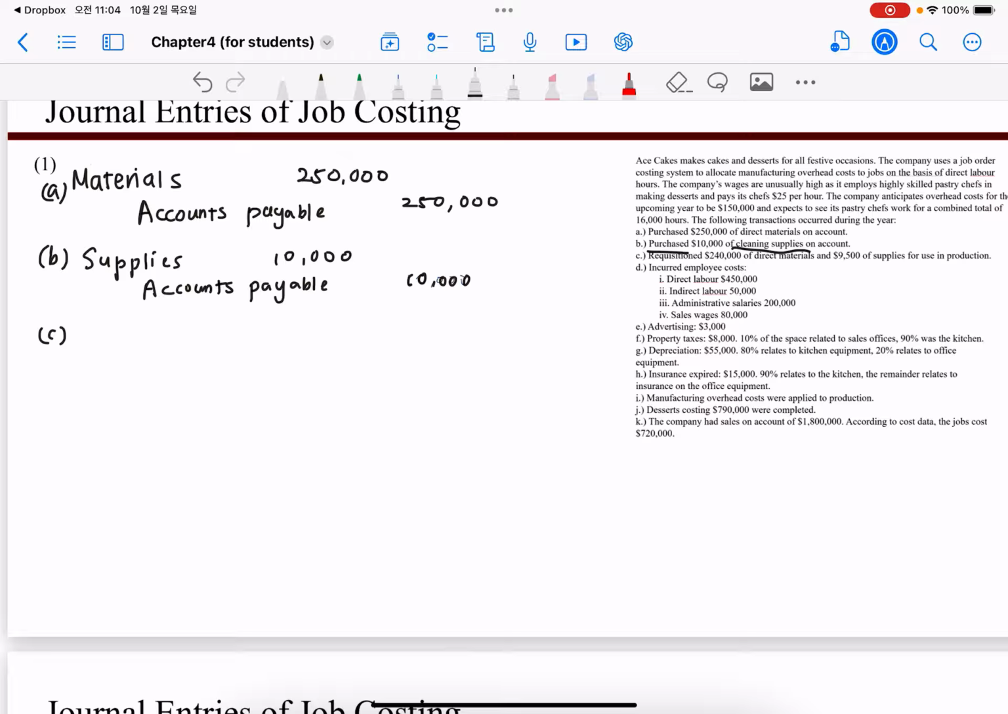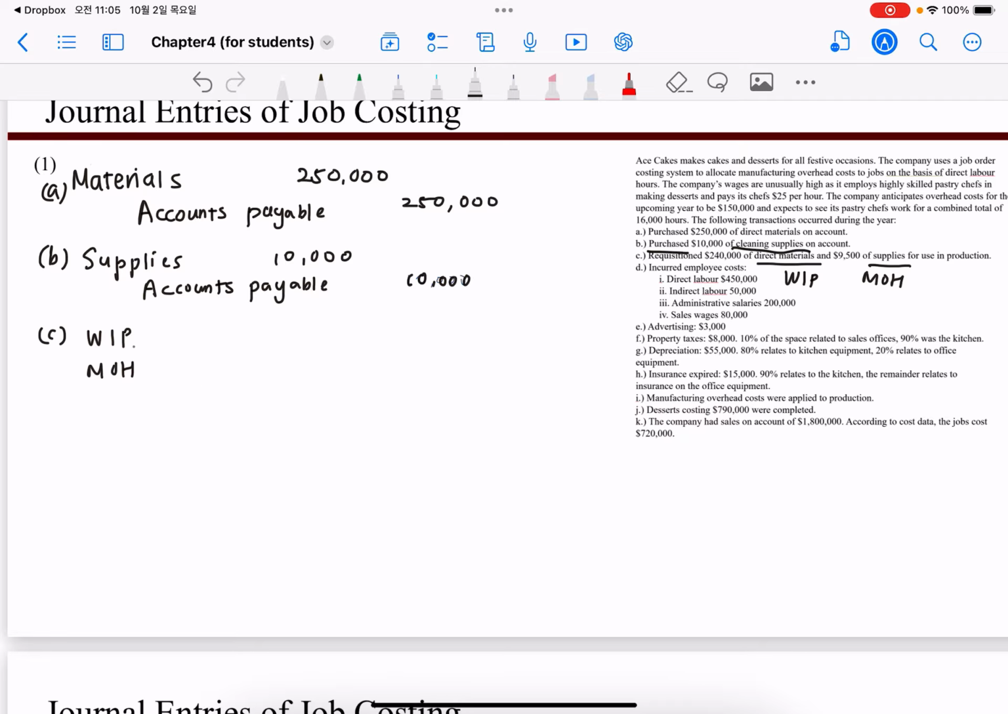Okay. Step C is about requisition, $240,000 of materials and $9,500 of supplies. As said, direct materials are a traceable cost, so we transfer them right away to work in process, whereas cleaning supplies, which we treat as manufacturing overhead, we first transfer to the MOH control. So we debit work in process and we debit MOH.